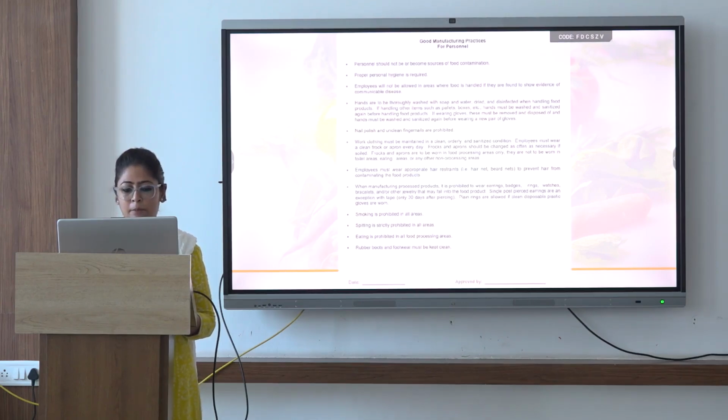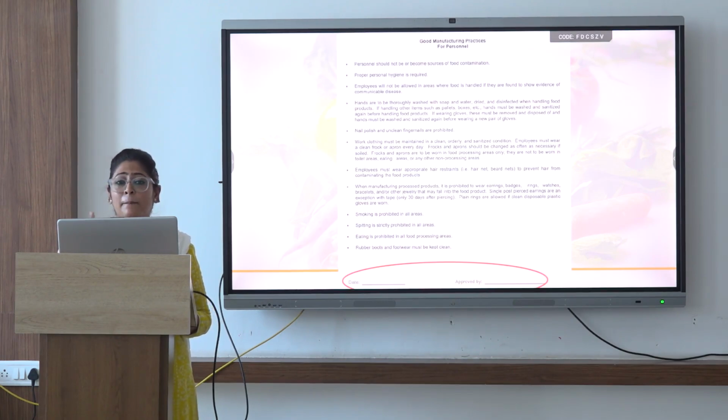This is a sample of how one document in GMP, one SOP, might look like. And this is for personnel. So if you want to maintain personal hygiene, some instructions are given, and see the instructions are not very elaborate and are very precise. And if you notice, there is a date and approved section. That means you need to update your SOPs on a regular basis, and it should be approved by the higher management as well.